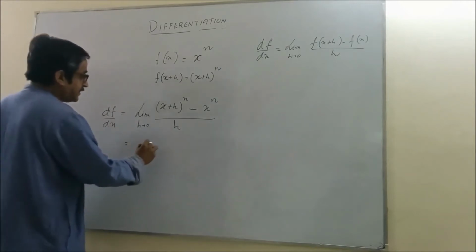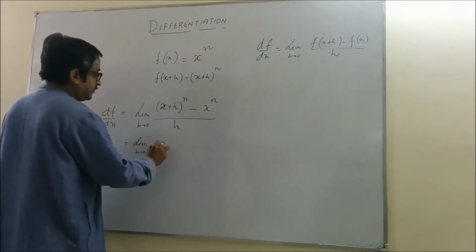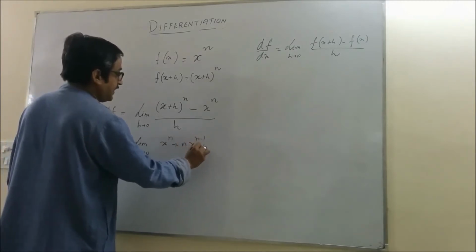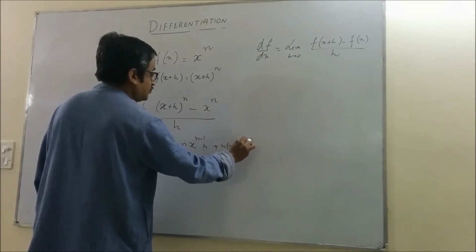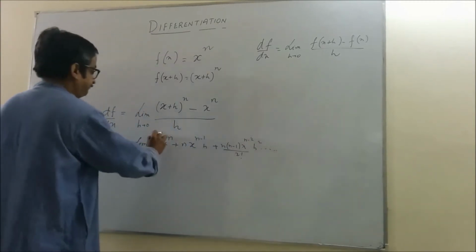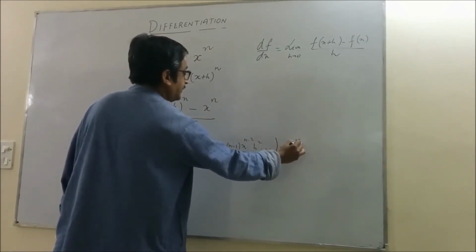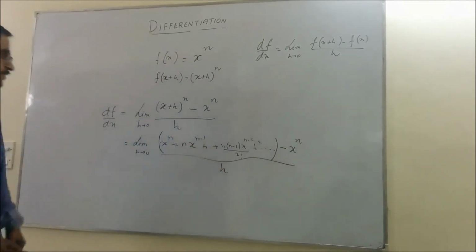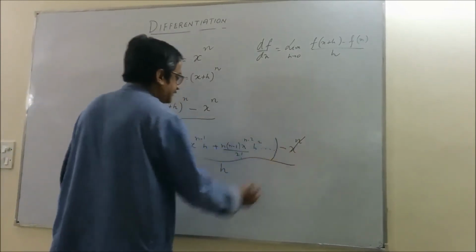So that is nothing else but I expand this with the binomial expansion, which is x to the power n plus n x to the power n minus 1 into h plus n into n minus 1 x to the power n minus 2 h square by 2 factorial and so on, minus x to the power n, divided by h. So this thing and this thing will get cancelled.